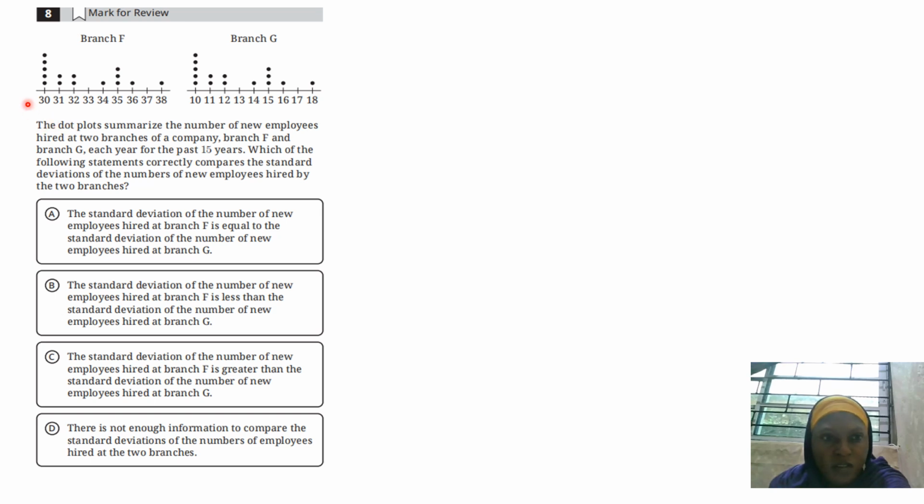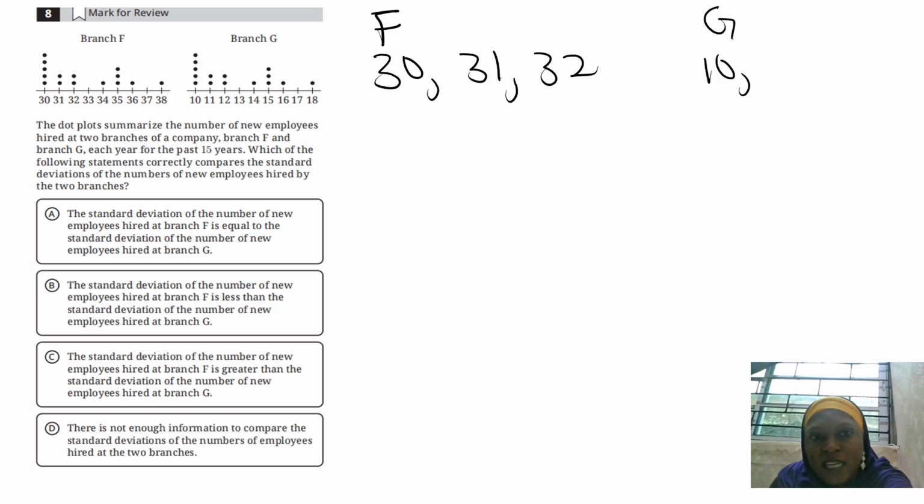Now let's see the data values. Let's pick the first three data values of F and the first three data values of G. For F, you have 30, 31, 32, and for G, we have 10, 11, and 12. Looking at these two, we can say that F is like adding 20 to G. 10 plus 20 is 30. For the second data value, add 20 to 11, 31. For the third one, add 20 to 12, you have 32. So we can say F is equal to G plus 20 from the way the data values are.